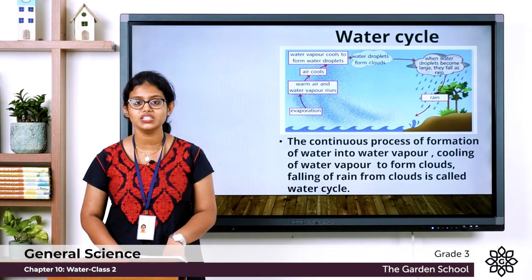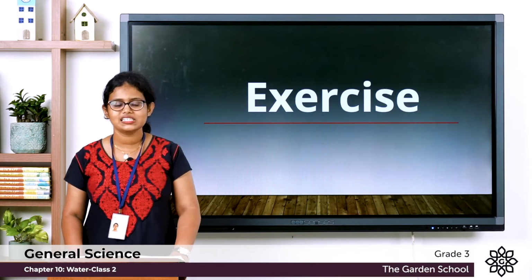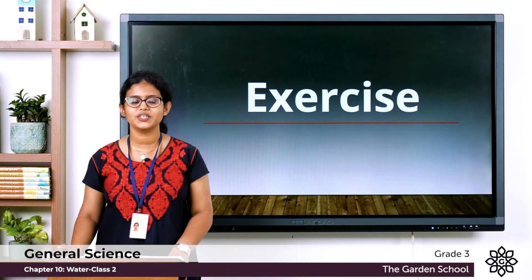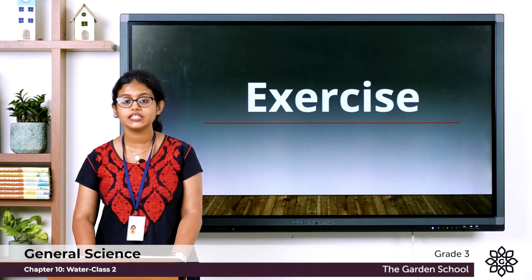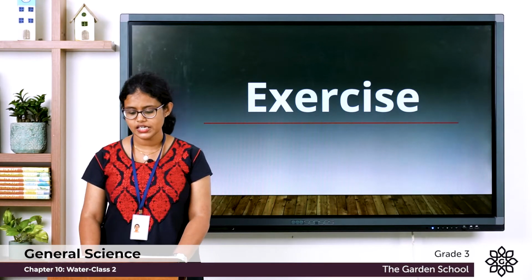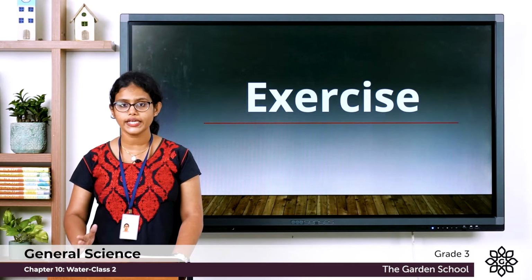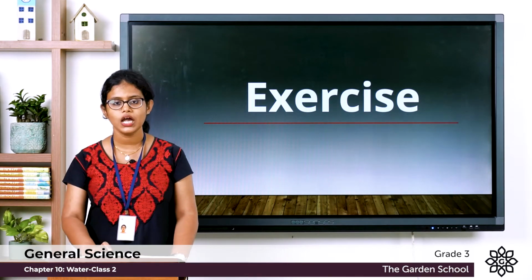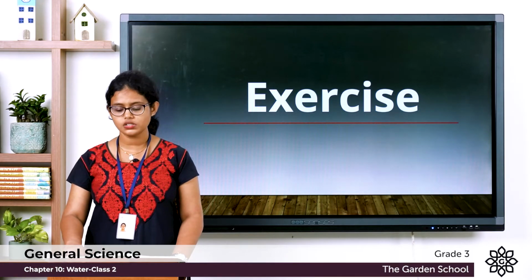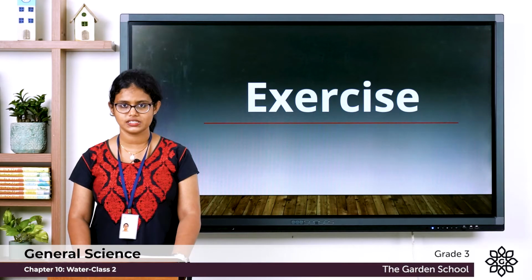Now, let's move to the exercise of this chapter. Starting with the first one, you can take page number 103 in your textbook. Take the correct options. Streams formed by rain flow into: there are options given: wells only, ponds, rivers and lakes, seas, tube wells.